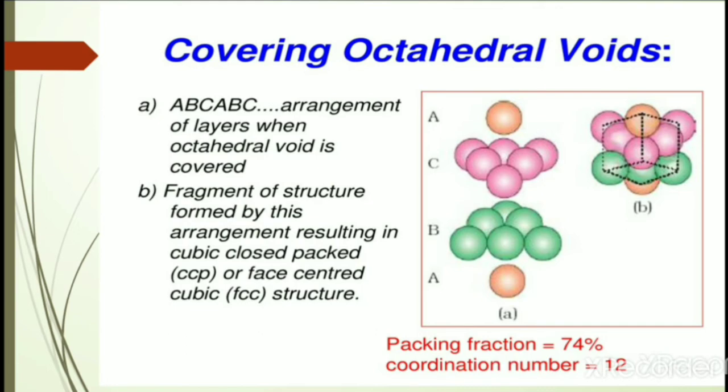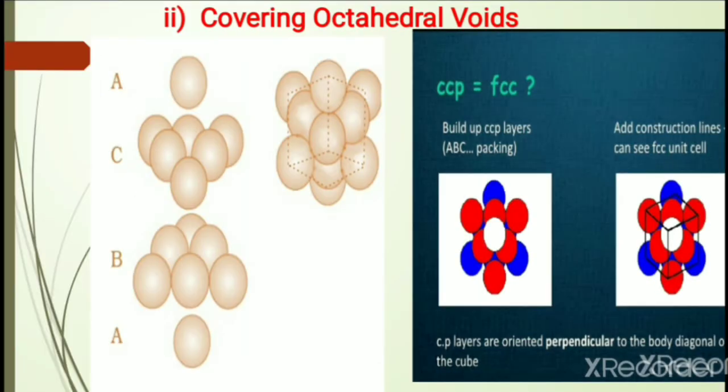Metals such as copper and silver crystallize in the form of these structures. Both these types of close packing structures are highly efficient and they occupy 74% of the space by the particles. So in either of them, each sphere is in contact with 12 spheres. So in case of FCC, the coordination number is equal to 12 in either of the two structures. CCP is equal to FCC.